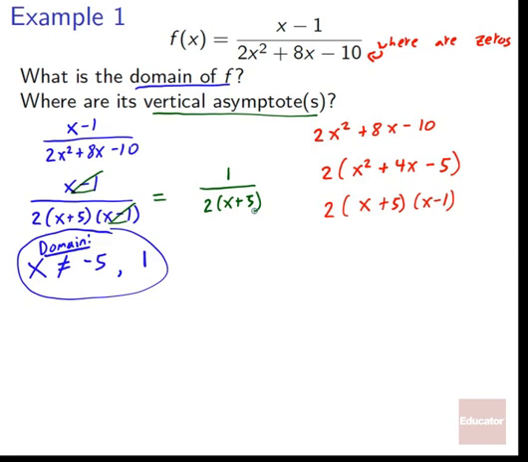So now we're looking for, where does the denominator go to 0? That's going to happen when x plus 5 equals 0, so we get x equals negative 5. So we'll have a vertical asymptote after we've canceled out common factors when the denominator still goes to 0, so at x equals negative 5. Great.